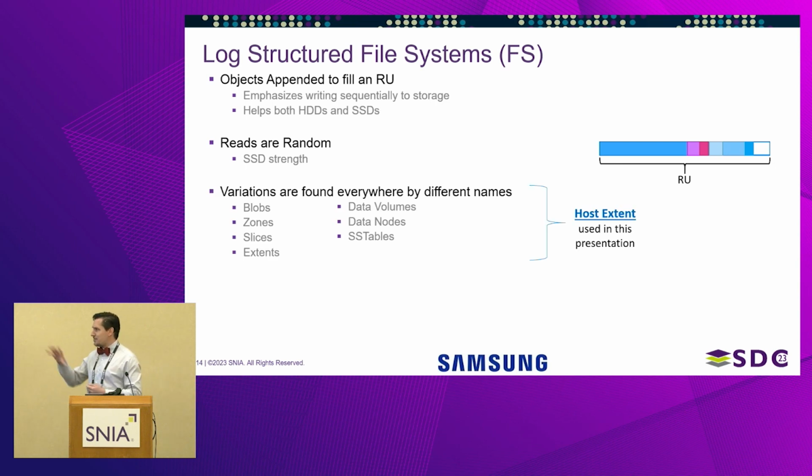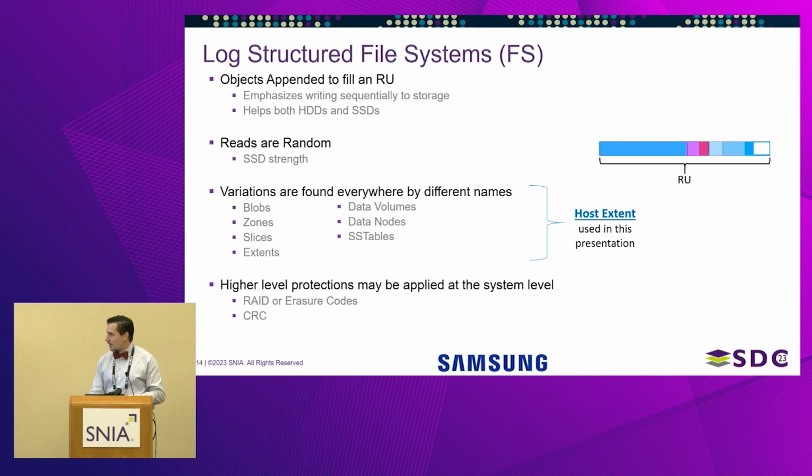There's a lot of different names. I didn't really know which one was most common, so I just started using host extent, but I did see that there are tons of other names out there in the literature. And of course, there are higher level protections that could be applied at the system level: erasure codes, RAID, CRCs, those kinds of things. And we, as an SSD, just see that as incoming data. It's all contiguous for us.